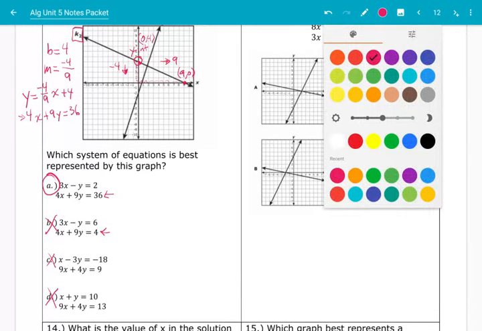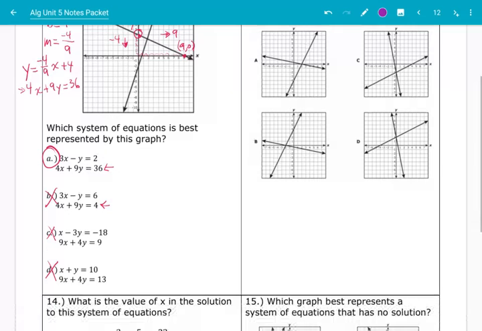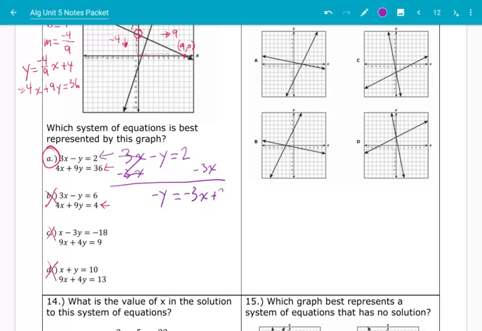But just to be sure, let's see. The other equation is this. 3x minus y equals 2. Let's put this into slope-intercept form by subtracting 3x. Move that x back over to the other side. Minus y equals minus 3x plus 2. And then just change all the signs. There we go. y equals 3x minus 2.